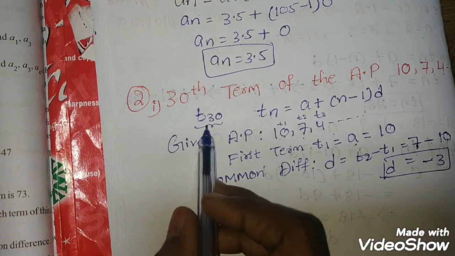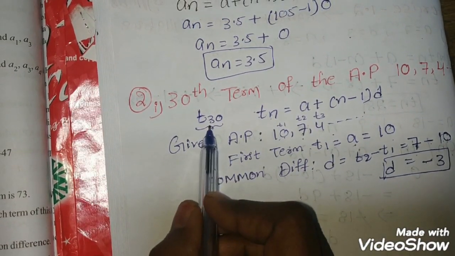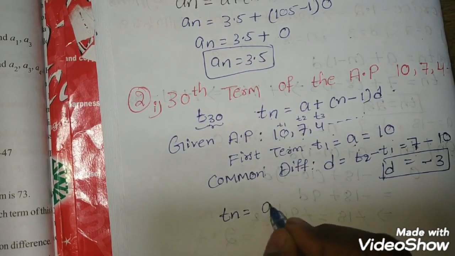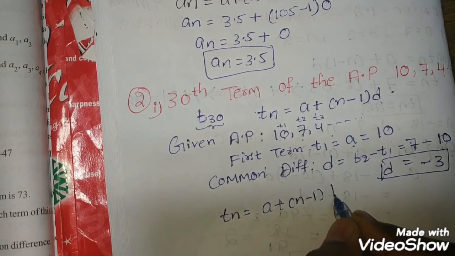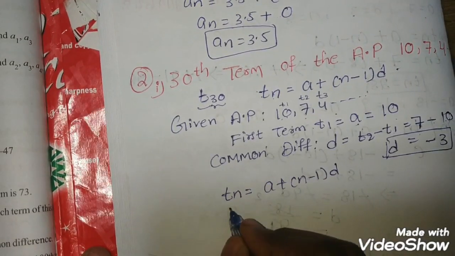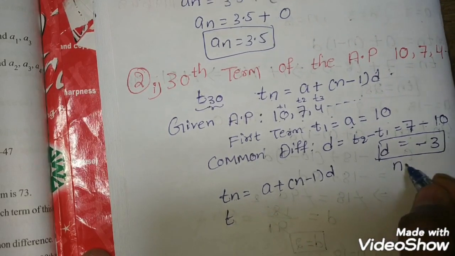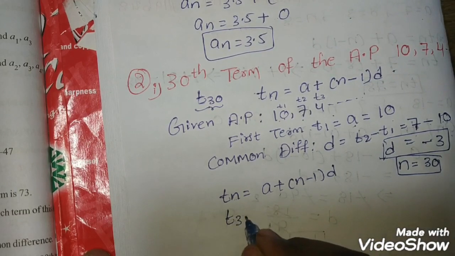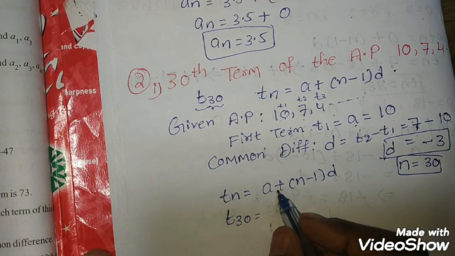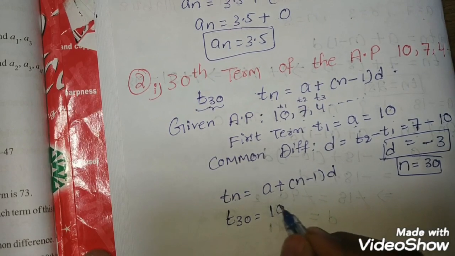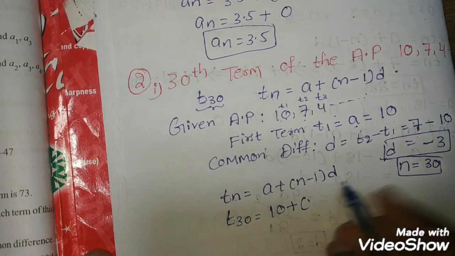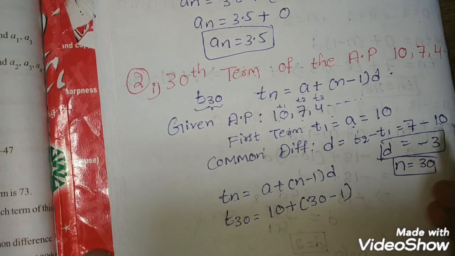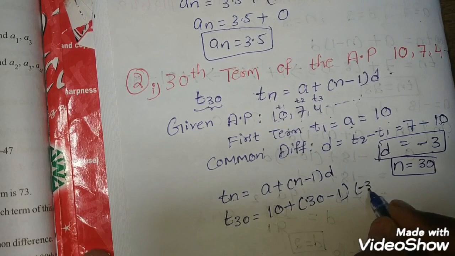So what do we need to find? The 30th term. So put Tn is equal to a plus n minus 1 into d. What is Tn? Tn we need to find. What is n here? n is equal to 30. Okay, T30 is equal to, what is a? a is 10, plus 30 minus 1 into, what is the common difference? d, that is minus 3.